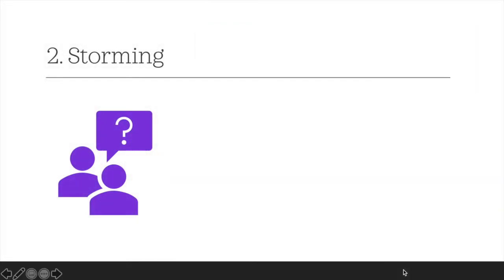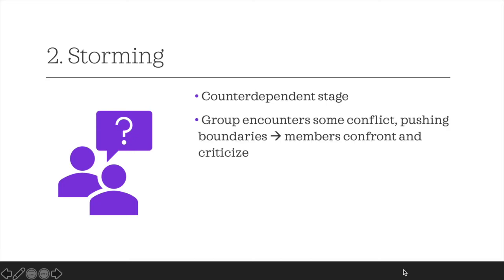The second stage is what we call the storming stage, also referred to as the counter-dependent stage, which is the opposite of dependent. People here tend to refuse to ask for help and do not want to depend on one another. Now that everyone is more comfortable in the group and is done being polite, the group may encounter some conflict where people are trying to push boundaries, which then can result in some confrontation and criticizing.